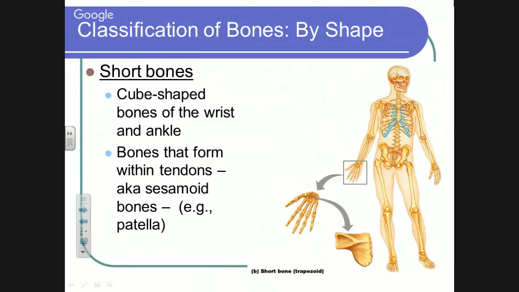Short bones are kind of cube-shaped bones. Your wrist and your ankle have them. Also bones that form within tendons, like a sesamoid bone, which is like the patella. So they're kind of cube-shaped. They can look more rounded, actually. But most of them are your carpals and your tarsals, which are in your wrist and your ankle. And like I said, those sesamoid bones are bones that form within tendons, and your patella is an example.